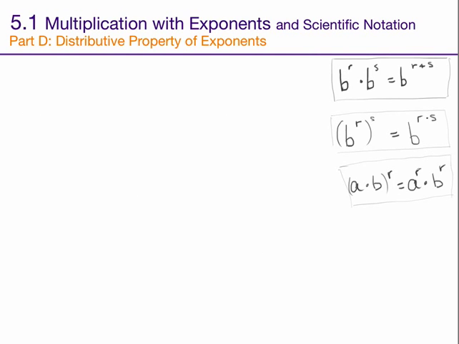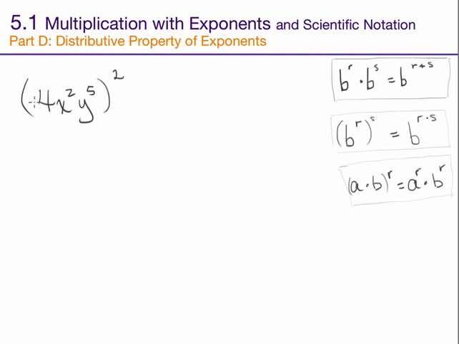The real power in these properties, though, is when you combine them. There are a lot of different examples, and there's an infinite number of problems that contain combinations. Here are a couple of examples. 4x squared y to the 5th, all raised to the power of 2.